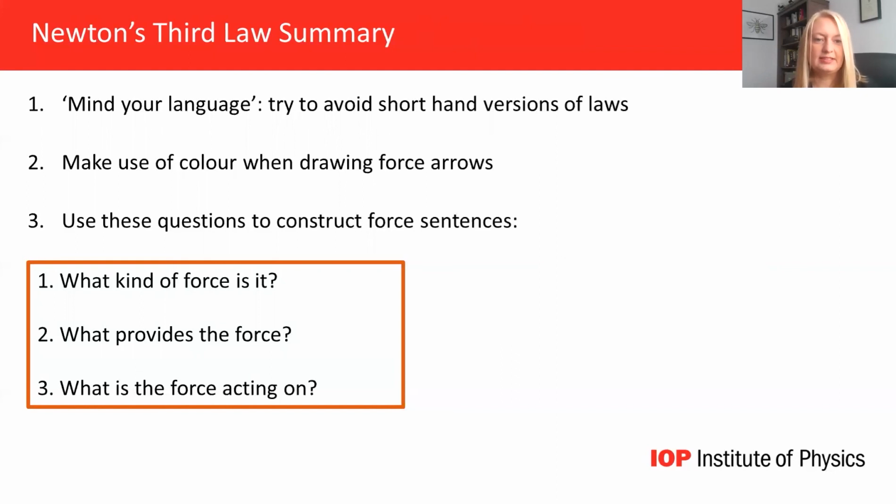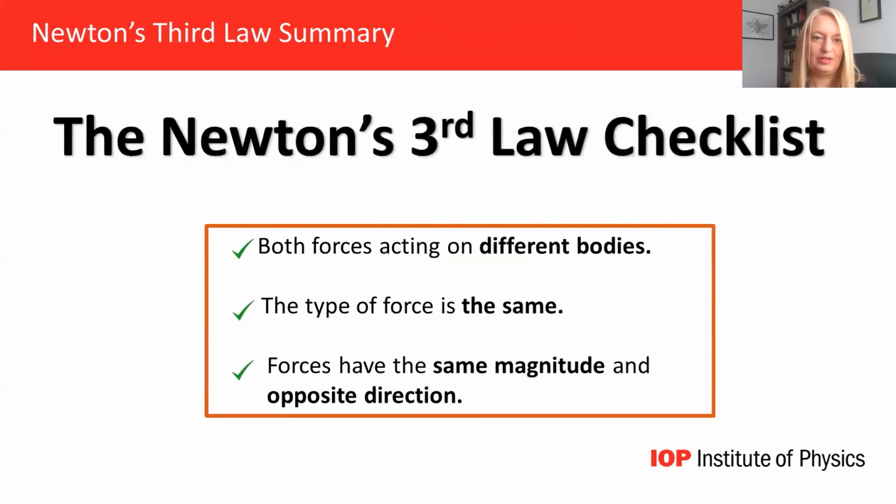The third thing is to use the questions that we've suggested to construct these force sentences. So get students all the time to be thinking about what kind of force is it, what's providing the force, and what is the force acting on. And then finally, we would encourage you to get your students to use this Newton's third law checklist. So both the forces are acting on different bodies, we've got the object A and object B, the type of force is the same, and the forces have the same magnitude and opposite direction.